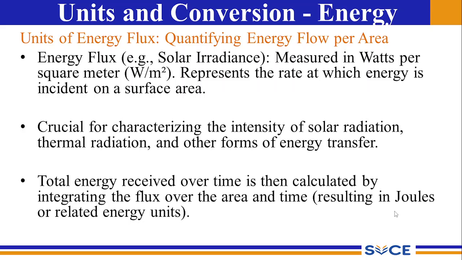So how much energy is obtained from the sun per square meter. In one particular square meter, how much energy is obtained in terms of solar radiation. That is called energy flux. So it is crucial for characterizing the intensity of solar radiation, thermal radiation, and other forms of energy transfer. Total energy received over time is then calculated by integrating this flux over the area and time.